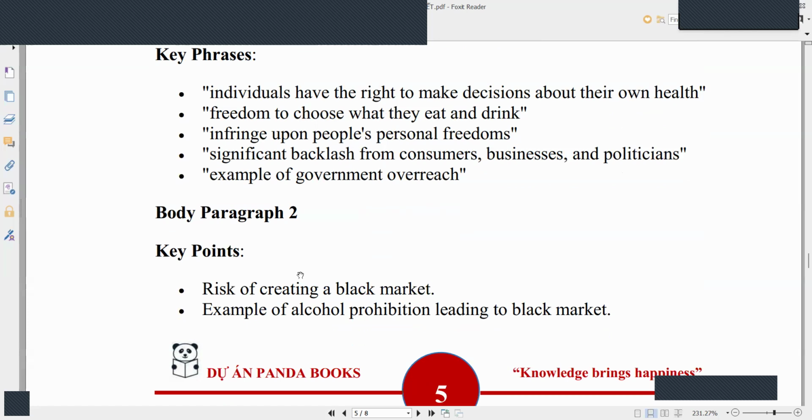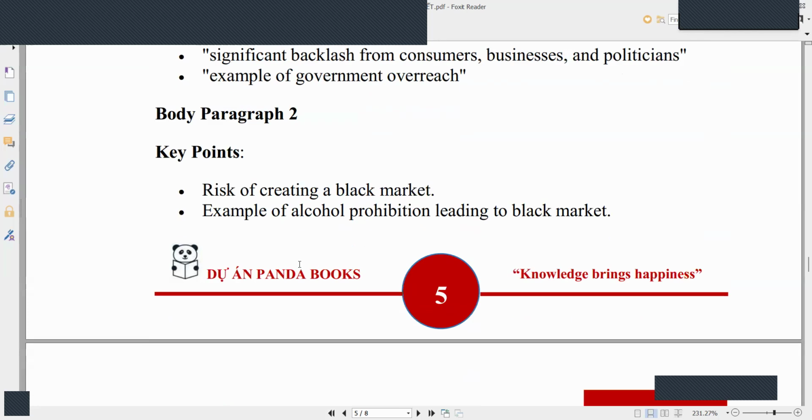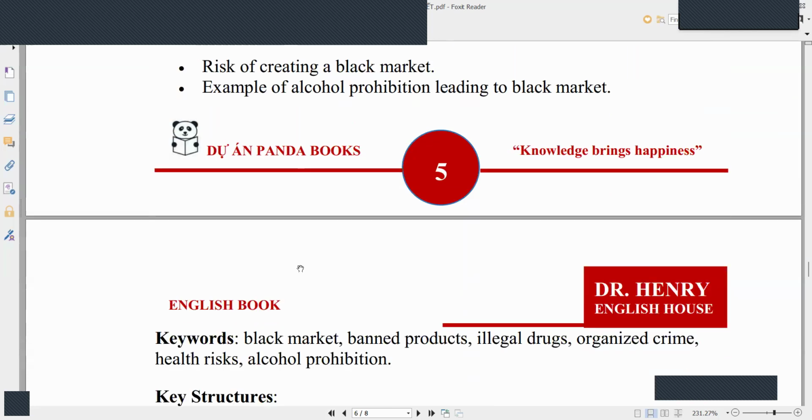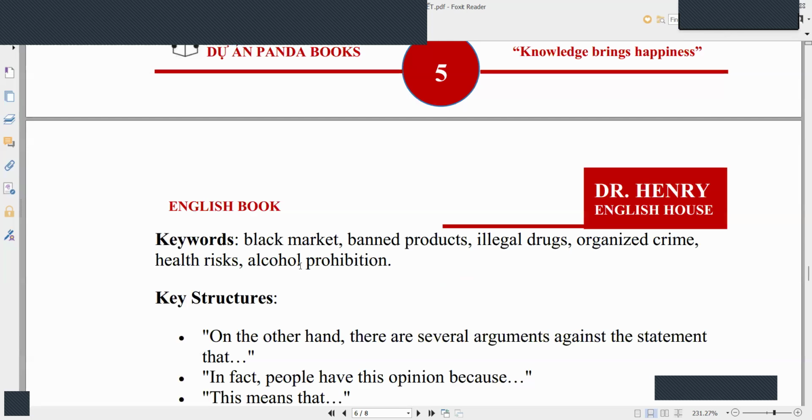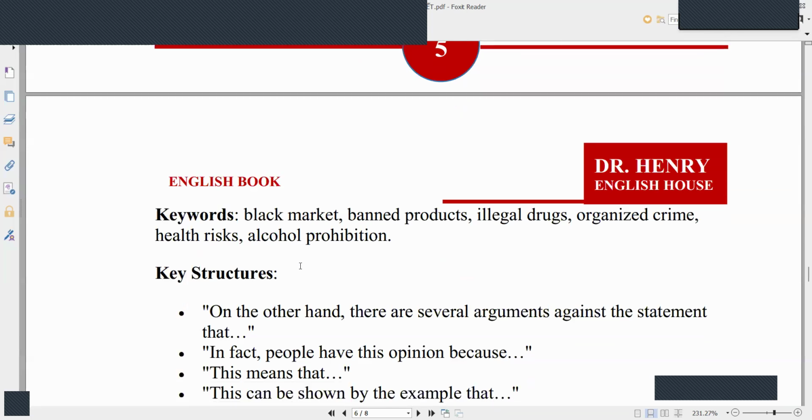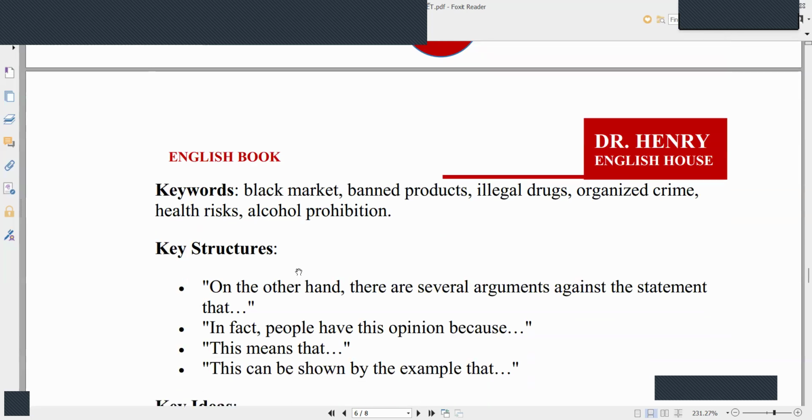Example of government overreach. Body paragraph 2, key points: risk of creating a black market. Example of alcohol prohibition leading to black market. Keywords: black markets, banned products, illegal drugs, organized crime, health risks, and alcohol prohibition.